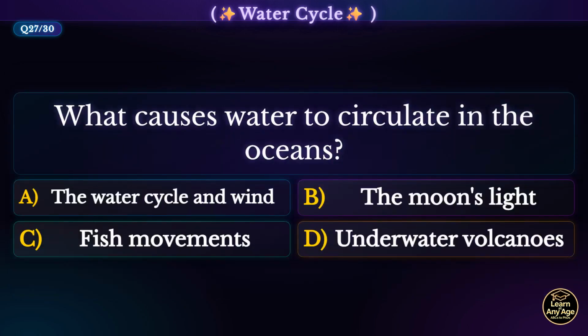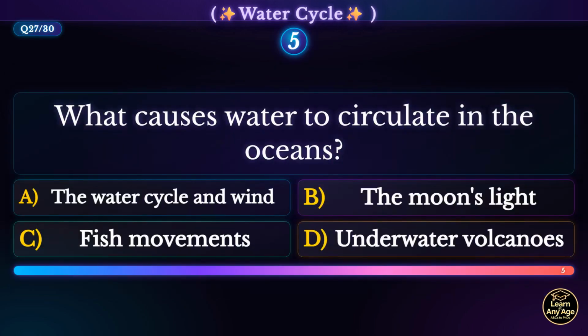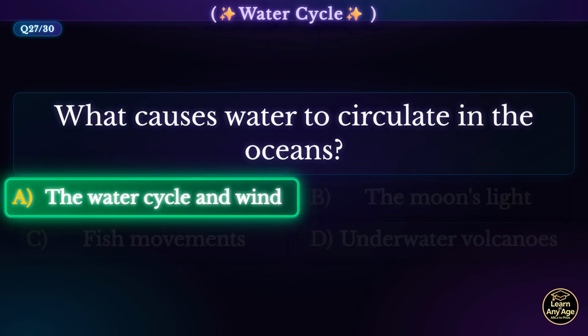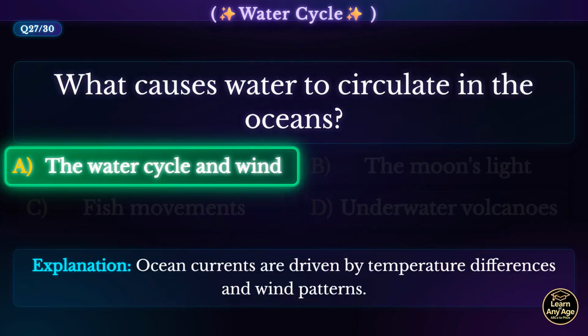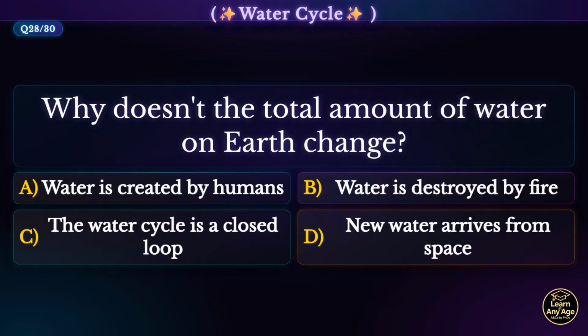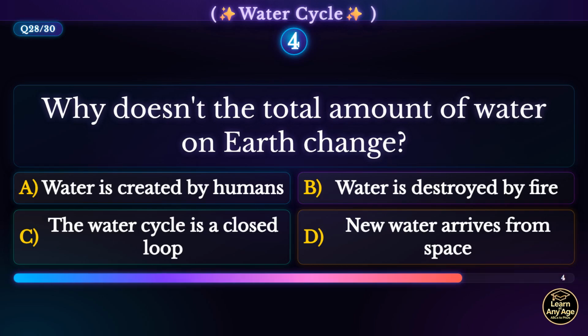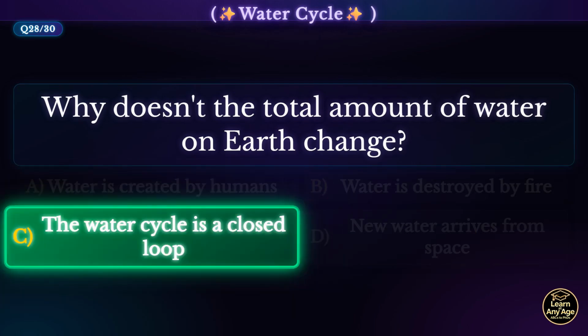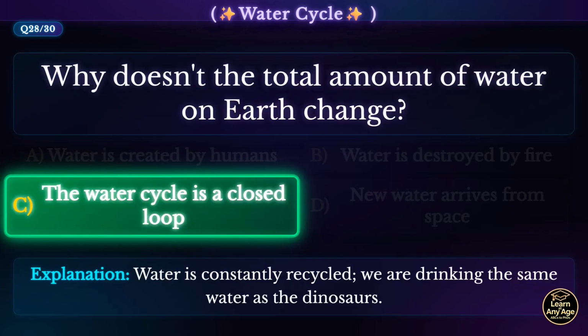What causes water to circulate in the oceans? The water cycle and wind. Ocean currents are driven by temperature differences and wind patterns. Why doesn't the total amount of water on Earth change? The water cycle is a closed loop. Water is constantly recycled. We are drinking the same water as the dinosaurs.